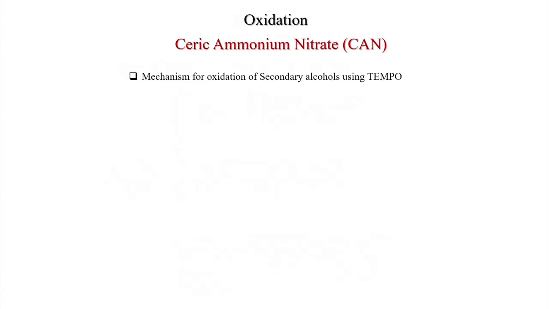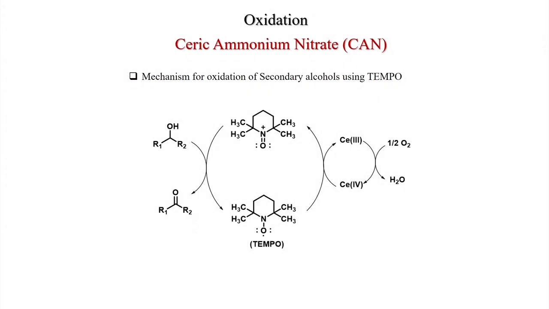And now we will discuss the mechanism of oxidation of alcohols using TEMPO and ceric ammonium nitrate. So, this is the TEMPO, tetramethyl piperidine N-oxide, there is a radical, this one, and this is also a single electron oxidant, and ceric 4 to ceric 3, this is also a single electron oxidant. So, what happens, TEMPO first goes to the N-oxide, it gets one electron oxidation by cerium, and cerium 4 becomes cerium 3, and this species actually oxidizes the secondary alcohol to the ketone.